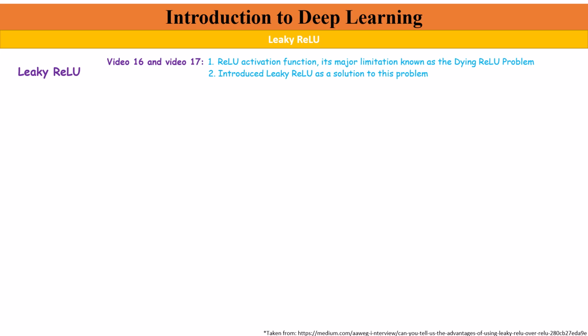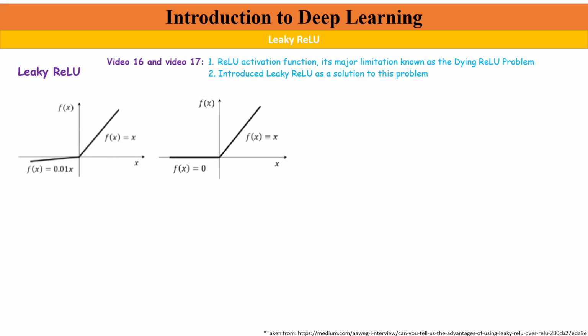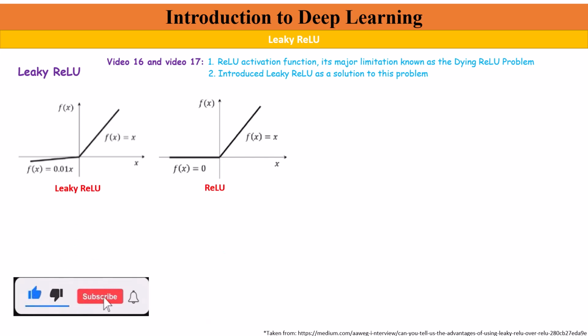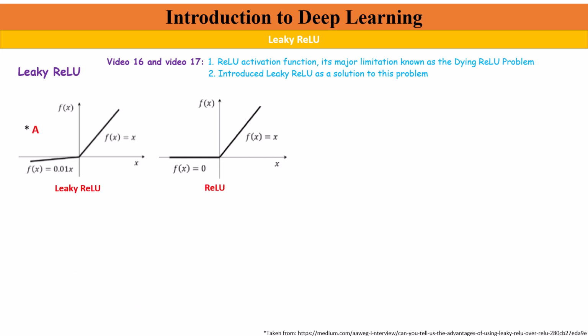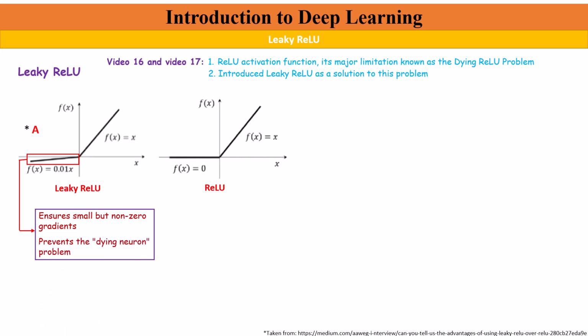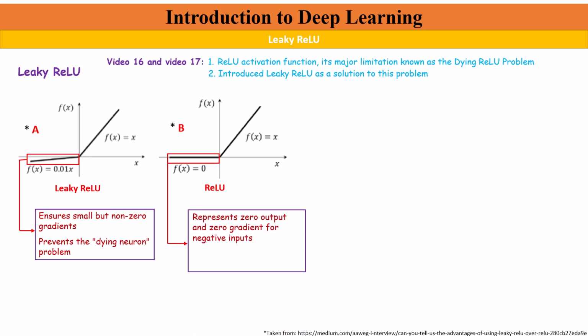Prior to describing Leaky ReLU, let's look at these two figures. Can you tell the difference between them? These figures illustrate the key difference between Leaky ReLU and ReLU activation functions. Figure A shows a slight negative slope for negative inputs, ensuring small but non-zero gradients, which prevents the Dying ReLU problem. In contrast, Figure B depicts a flat line for negative input along the x-axis. This flat line represents zero output and zero gradient for all negative inputs, which can cause neurons to die and stop learning if they get stuck in this region.